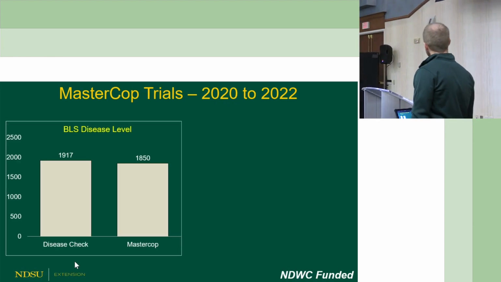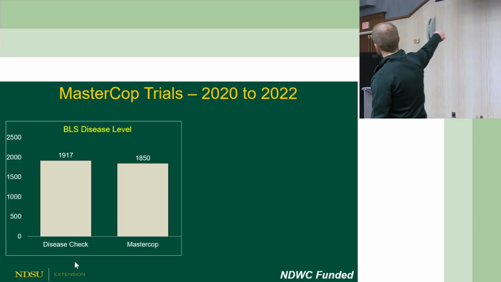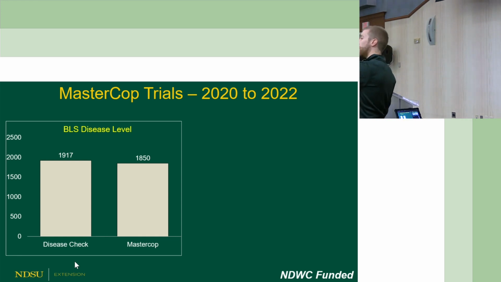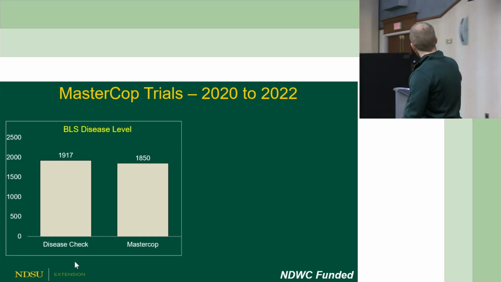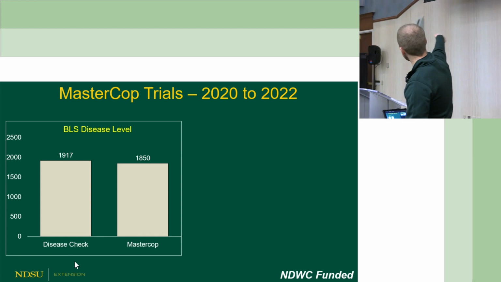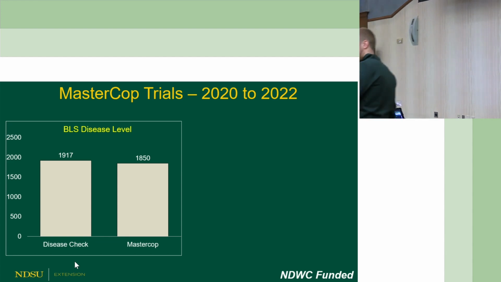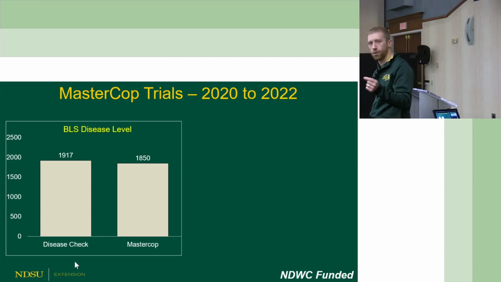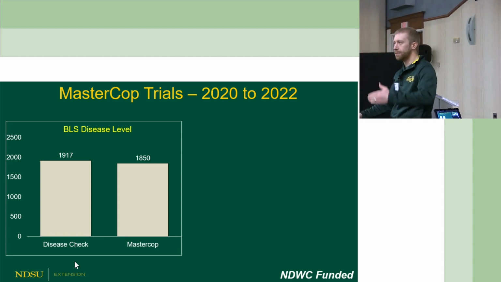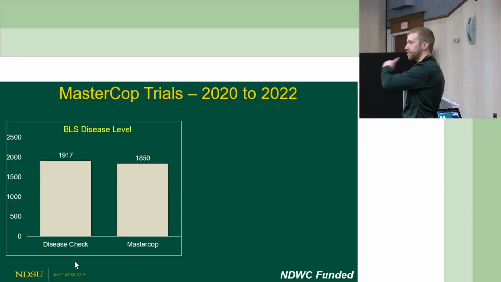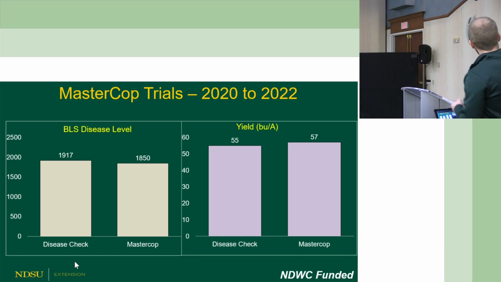First, looking at disease levels. Don't pay attention to these really high numbers. This is just our way of trying to quantify disease throughout the season. But here's your disease check, so you're non-sprayed, and here's your sprayed with Mastercop. Little bit of disease reduction, little bit, but if I'm living in a world of fungicides where I want to see big differences, this looks really insignificant, because it was. What about the yield?